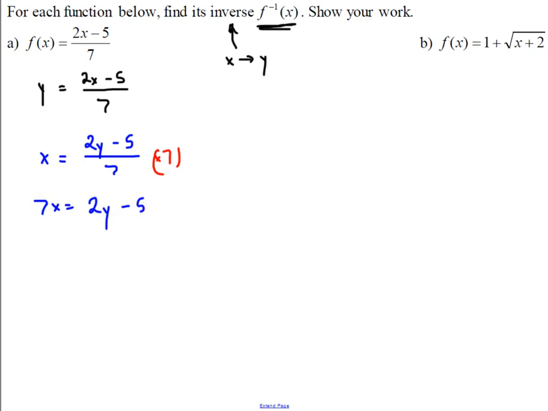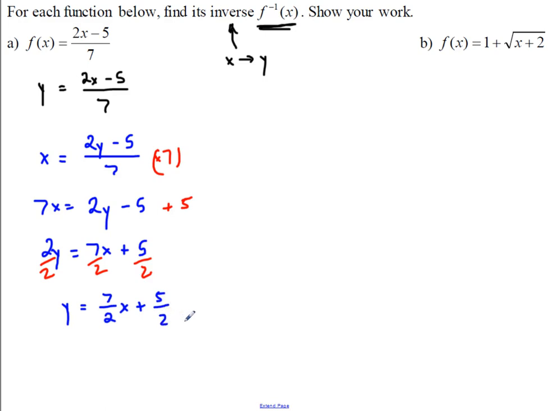Now isolate for 2y. Let's add 5 to each side. That gets rid of this. Add 5 to the other side. So we get, I'm just going to move the 2y to this side for now, 7x plus 5. And of course, last but not least, let's divide everything by 2. Let's get 1y. Divide by 2, everything. Now the last equation becomes 7 over 2 x plus 5 over 2.